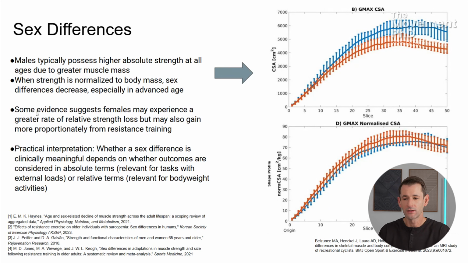It doesn't differ in the properties of the muscle itself. Some evidence suggests females may experience a greater relative strength loss across ages, and there are some hormonal reasons for that, but they also respond best to resistance training later in life, so they can make up that gap with regular exercise. So practical implications: when you're looking at strength between the sexes, you're only going to see that difference in absolute terms when you're trying to move a 1 rep max of an external load. For body weight activities, or activities that are normalized for body weight, you will not see a difference between males and females because muscle is muscle. It doesn't matter who's wearing it.